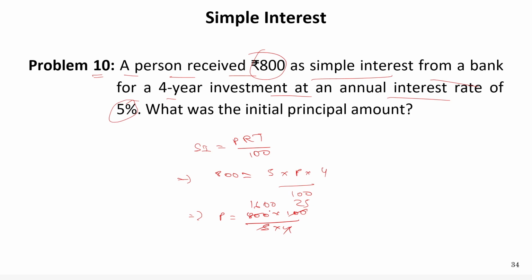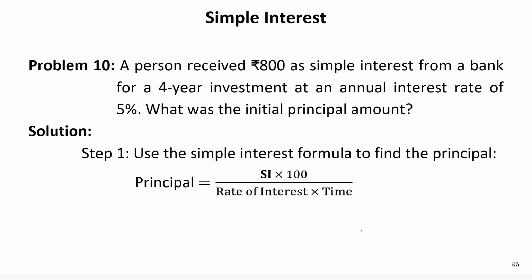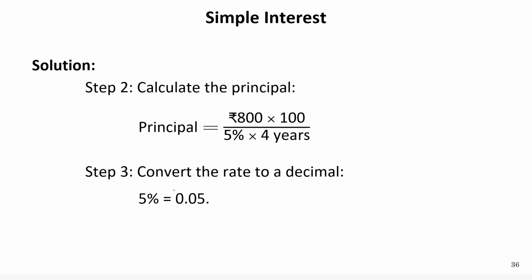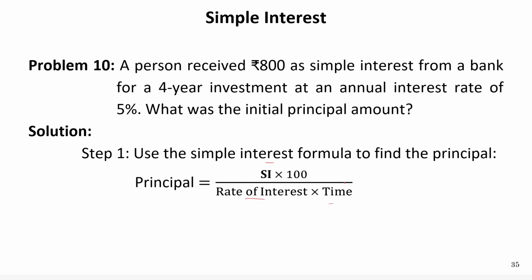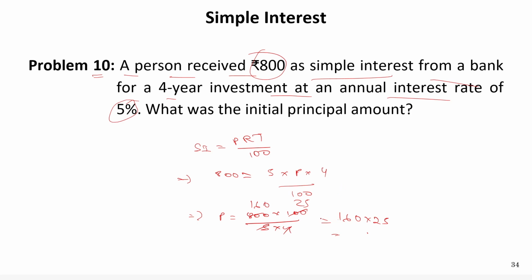Okay, so this will be 1600 or 160, I'd say. So this is equal to 160 into 25 is equal to 3200 plus 15, so 1800, right? Not 1800. So it will be SI into 100 by rate of interest into time. So it will be equal to what? This much amount, that is equal to 4000 rupees. Okay, this will be equal to 4000 rupees.